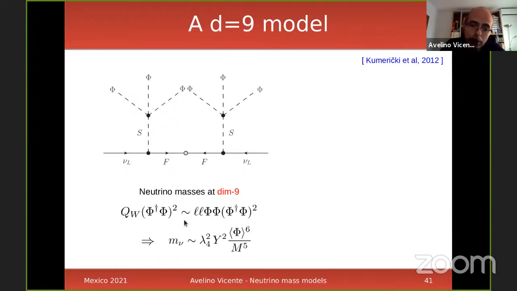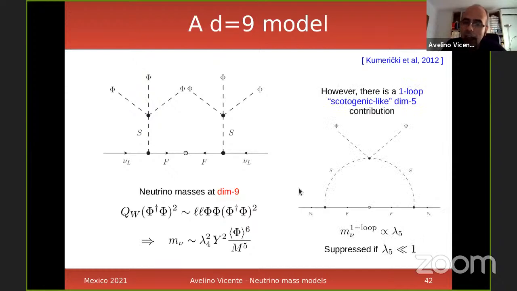And then in order to make these dimensions correct, you need 5 powers of m, as expected from a dimension 9 operator. So this is the model, and this is how it works. However, there is a little problem. In this model, you also induce a scotogenic-like dimension 5 contribution.